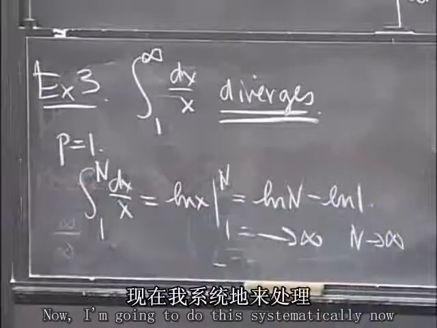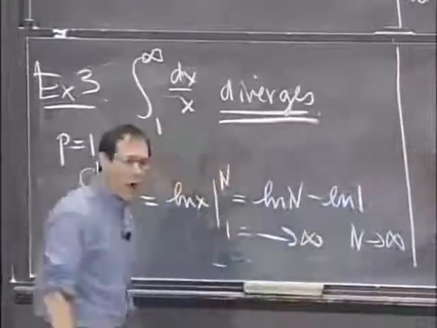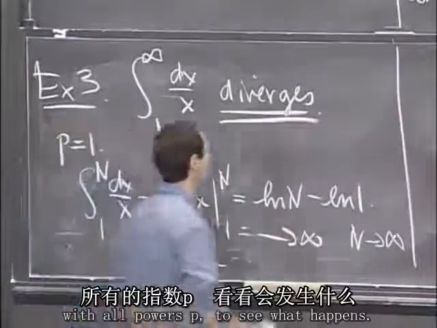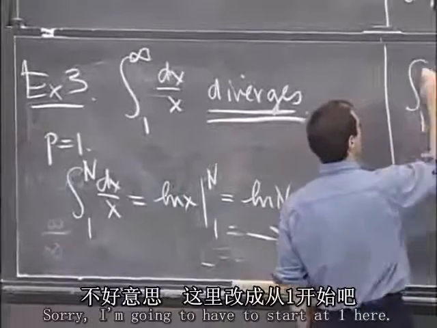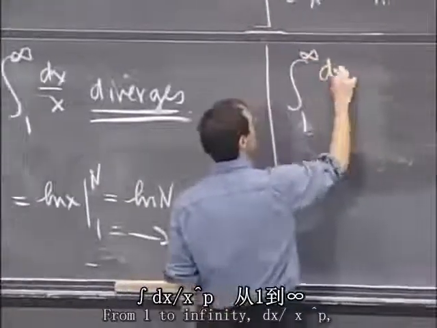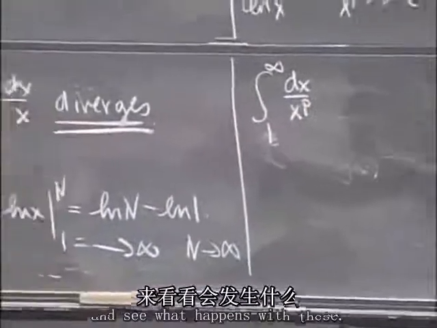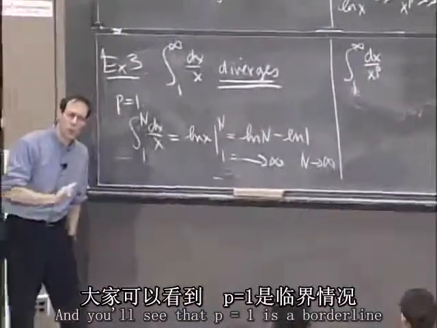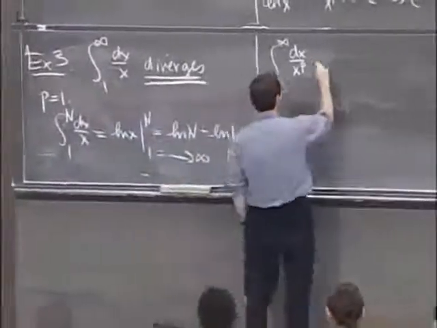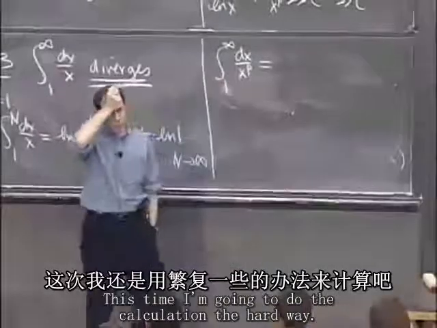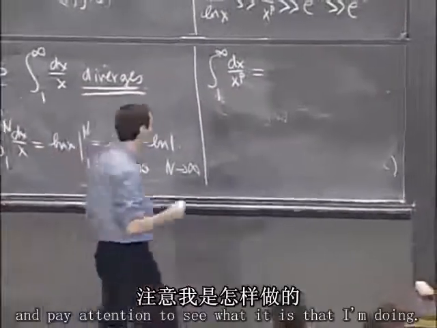Now, I'm going to do this systematically with all powers p to see what happens. I'll look at the integral from 1 to infinity dx over x to the pth power, and see what happens with these. And you'll see that p equals 1 is a borderline when I do this calculation. This time I'm going to do the calculation the hard way, so you're going to have to think and pay attention to see what it is that I'm doing.